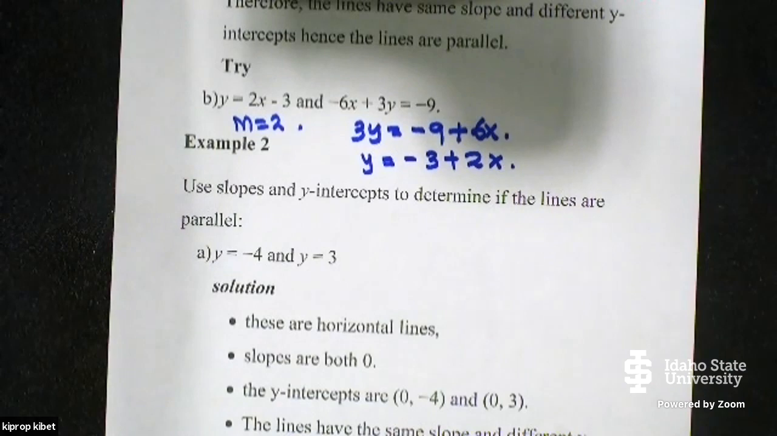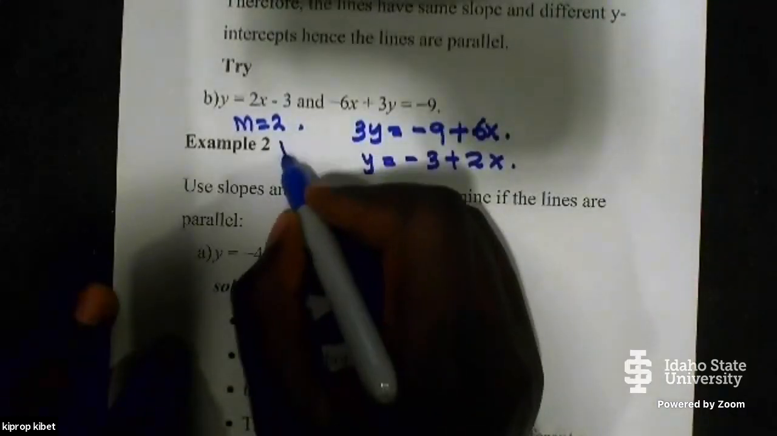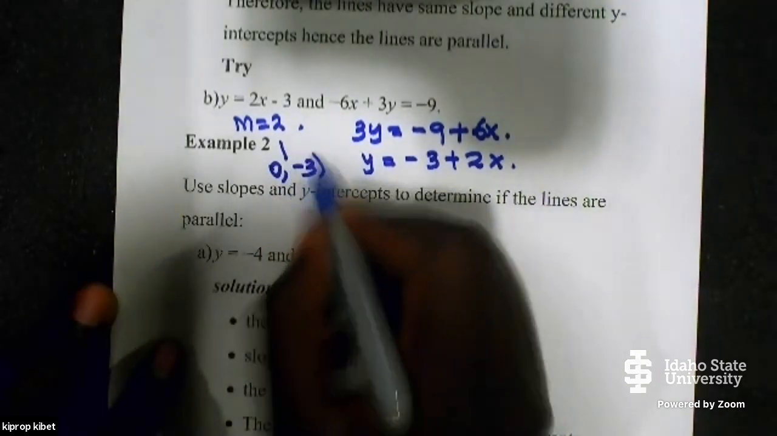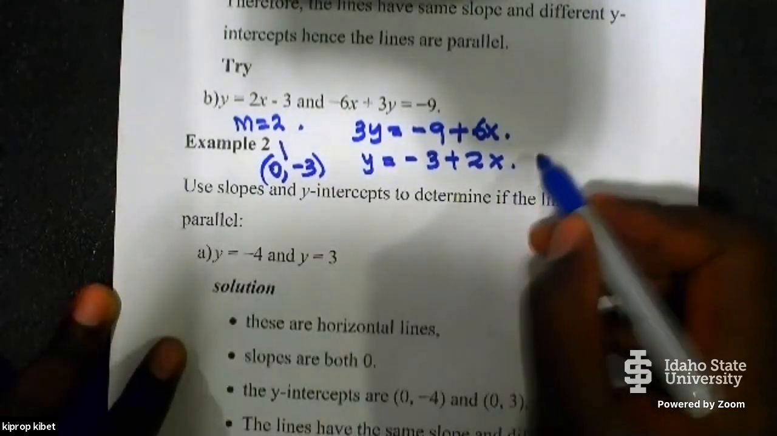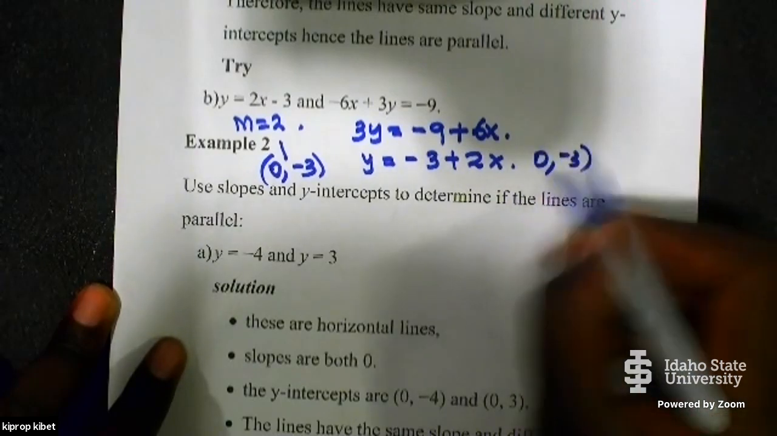So do we have the same gradient? So m is equal to 2, and we have different y-intercepts. So the first one, the y-intercept here will be what? 0 and negative 3. And this other one will be what? 0 and also negative 3.